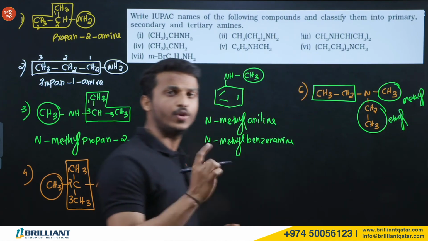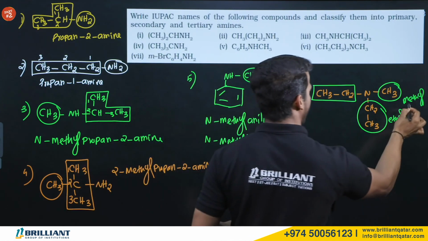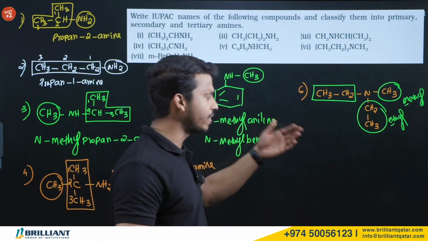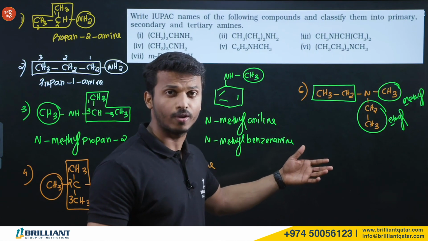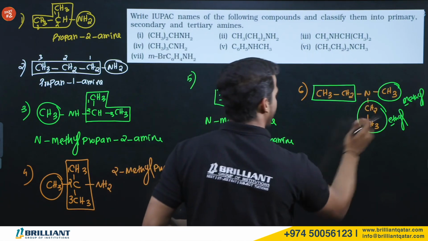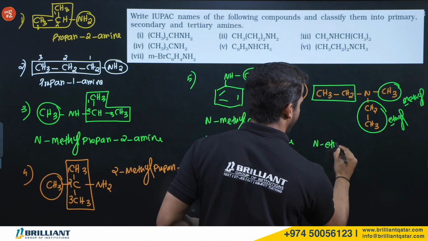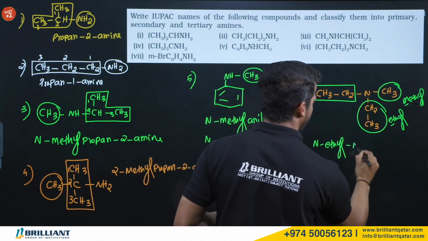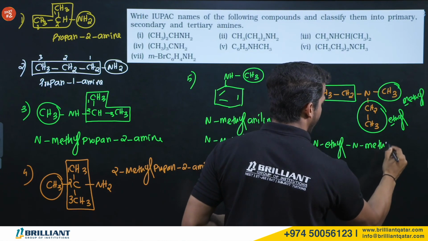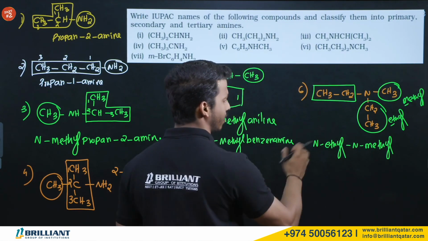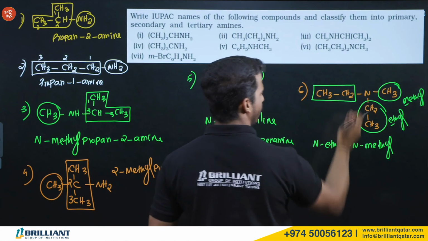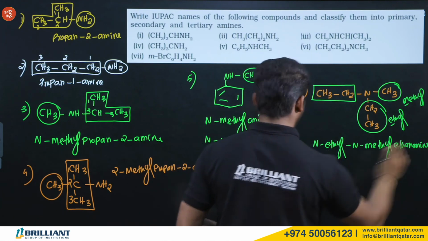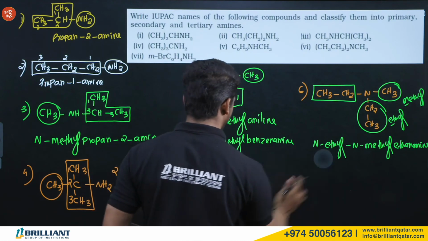When you're writing the IUPAC nomenclature, you know that alphabetical order we have to follow if there are two branches. One is methyl, one is ethyl. Which is alphabetical order first? Ethyl. So nitrogen connected with one ethyl group. Therefore, N-ethyl, N-methyl. Nitrogen connected to methyl and ethyl group. So ethyl named first. N-ethyl, N-methyl ethanamine. Alright.